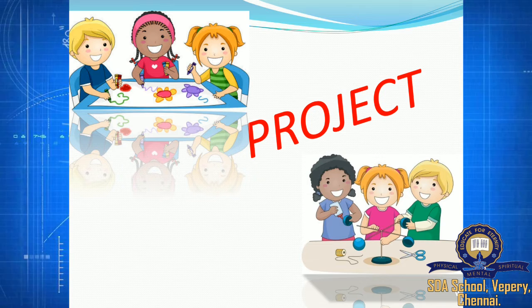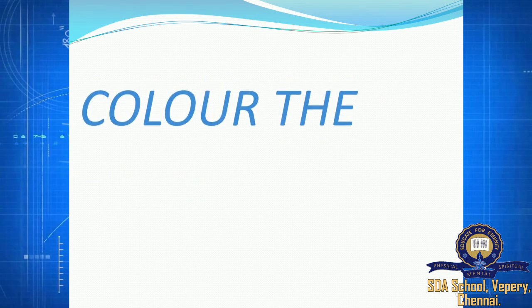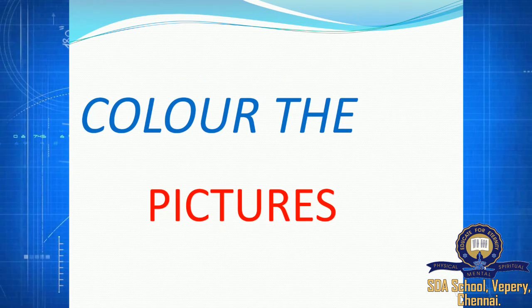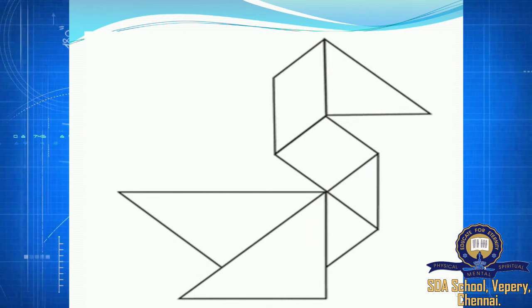Okay, the project name is color the picture. Very simple thing. The pictures given in this project are very much related to the chapter. I've given you 3 pictures. Come, let's see these 3 pictures. Can you see this picture? Yes. What project do you have to do? I'll tell you. Draw this picture.